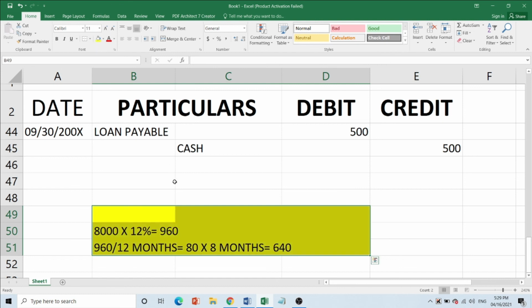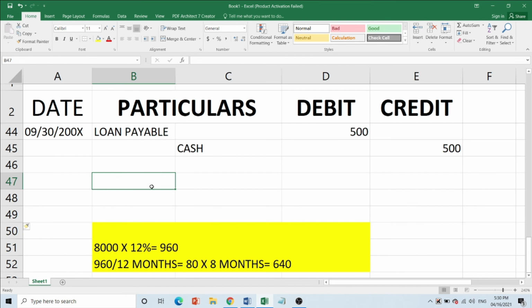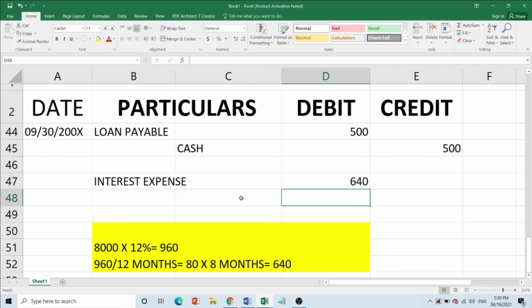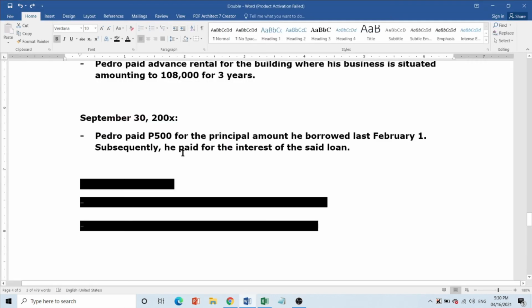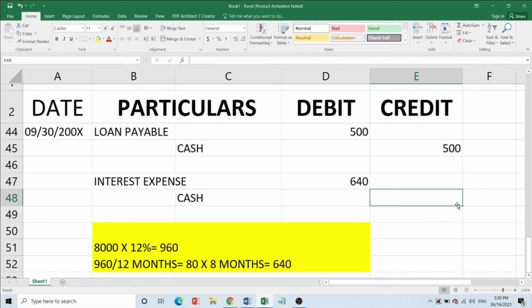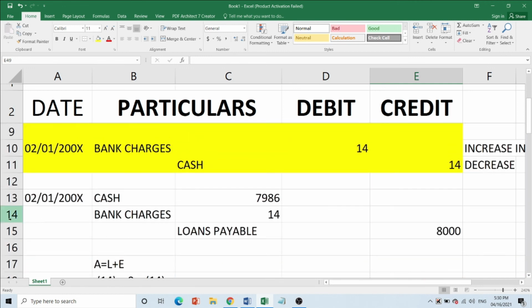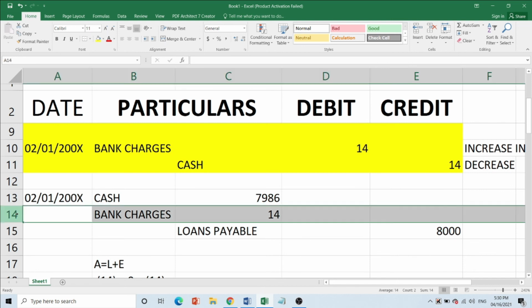Okay, so yung nangyaring interest, yung pag-incur natin sa interest. Okay? Itong gagawin natin: interest expense, 640. At since ang sabi sa problem, paid, binayaran natin in cash, amounts to 600. Kagaya na nangyari po kanina when we analyzed the transaction. Dito, the bank charges. Yung explanation po kanina.